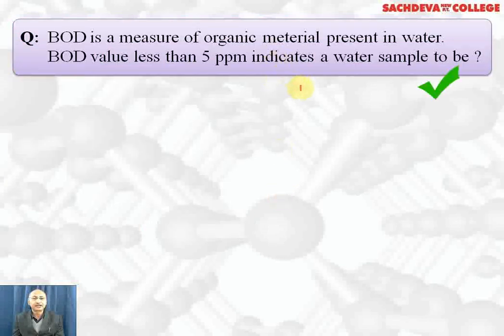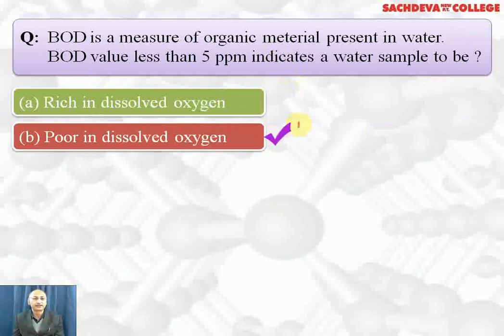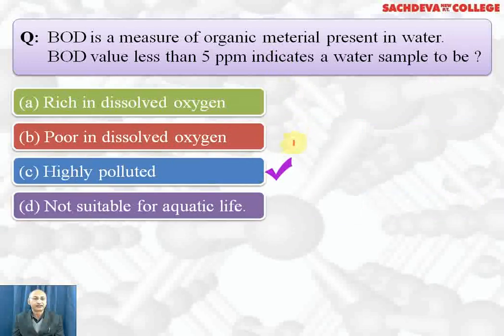BOD is a measure of organic material present in water. BOD value less than 5 ppm indicates the water sample is rich in dissolved oxygen, poor in dissolved oxygen, highly polluted, not suitable for aquatic life. Correct answer is rich in dissolved oxygen. If BOD value is high, then it is poor in dissolved oxygen and highly polluted.